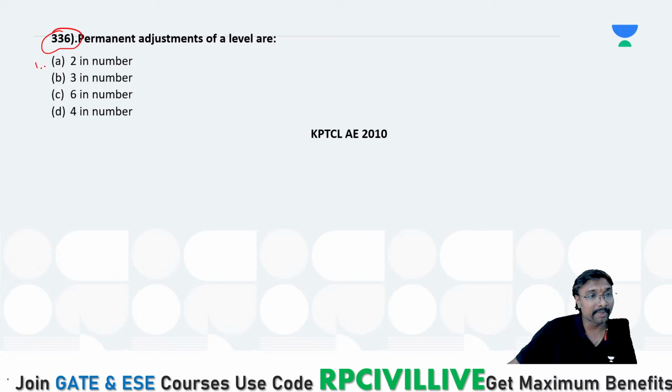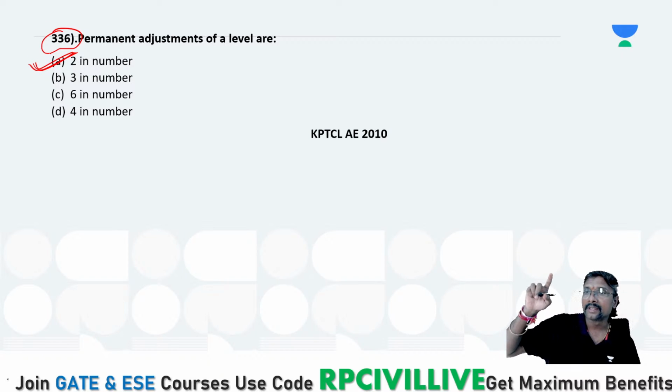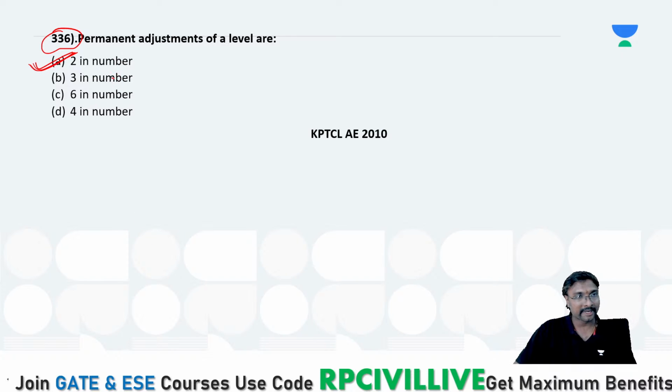There are two permanent adjustments we are having, right? What are the temporary adjustments? Setting up the instrument, leveling and centering, yes or no? But here, the permanent adjustments of leveling are two. What are these two permanent adjustments?